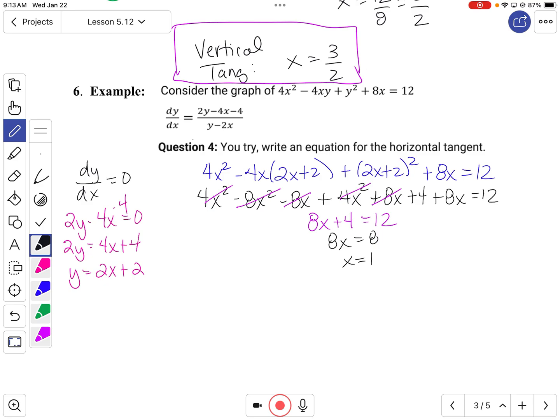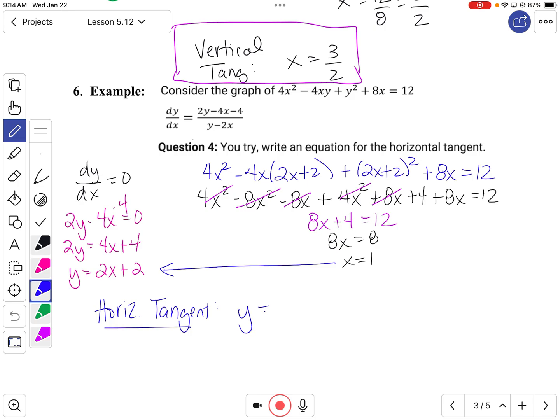All right, now, when we did a vertical tangent, I just needed an x equals. When I do a horizontal tangent, what do those equations look like? Y equals, okay? Do we know what y equals? 2x plus 2. Okay, so to get my horizontal tangent, I literally just have to plug that x value back in to find y, because all horizontal lines are y equals. So I would get my horizontal tangent. It's going to be y equals 2 times 1 plus 2, or the equation y equals 4.